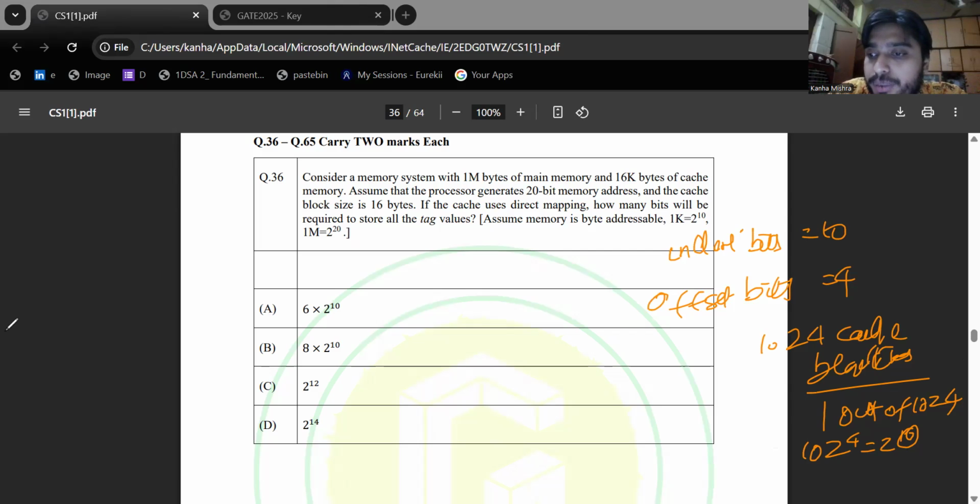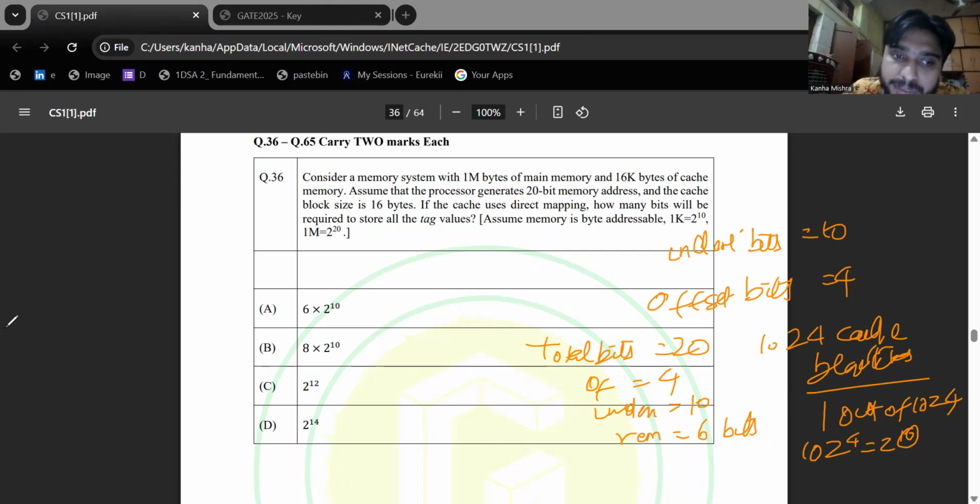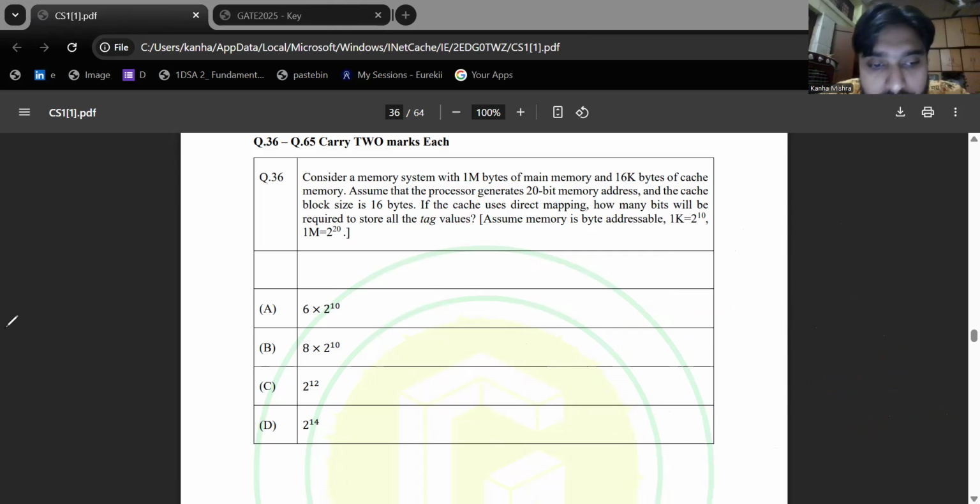Okay. Now, what is for tag? So leftover bits, uniquely identifying the memory block. ठीक है. So total address bits कितनी थी? टोटल मेमोरी एड्रेस बिट्स क्वेश्चन में 20 दिए हैं. ऑफसेट की 4 है एंड इंडेक्स हैज 10. सो रिमेनिंग कितनी हो गई? 6 बिट्स. रिमेनिंग 6 बिट्स आर देयर फॉर टैगिंग. सो ईच कैशे ब्लॉक स्टोर वन टैग वैल्यू. सो एक कैशे के अंदर एक टैग वैल्यू होता है 6 बिट्स का. ठीक है, 6 बिट्स का.